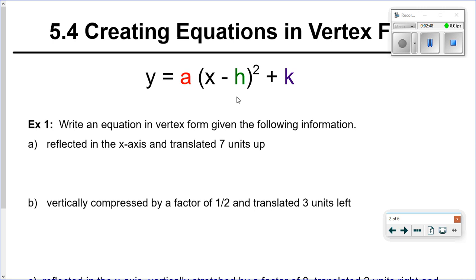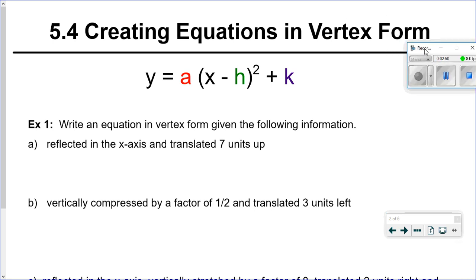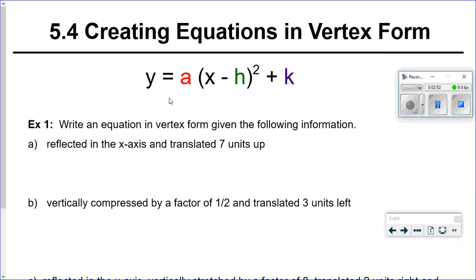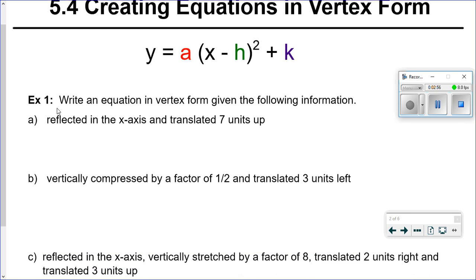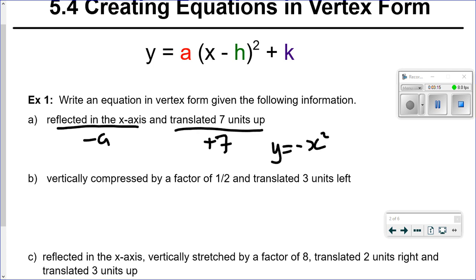Okay, we are going to learn how to create equations based on various sources of information. Now the standard form is always y equals a(x minus h) squared plus k. So we're going to look at it. Reflected. So we know we have a negative a, and it's translated up, plus 7. So our equation is y equals negative x squared plus 7.